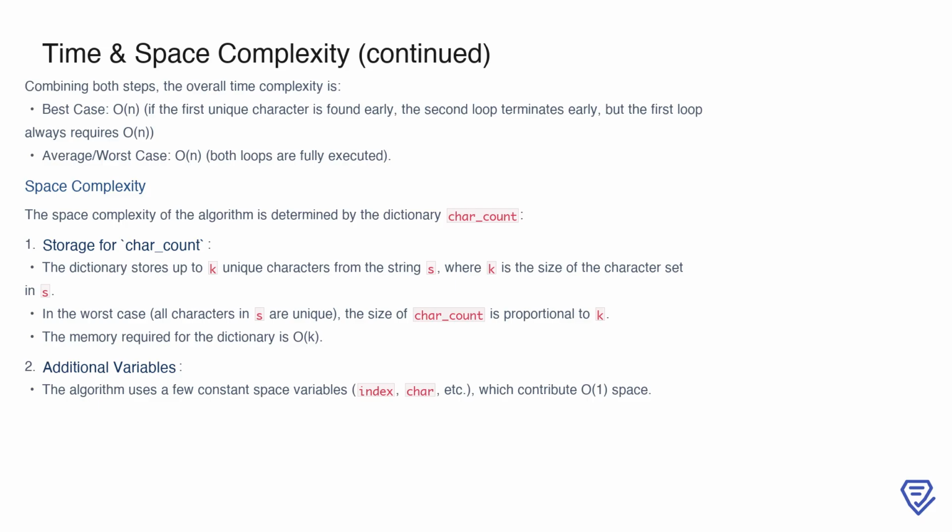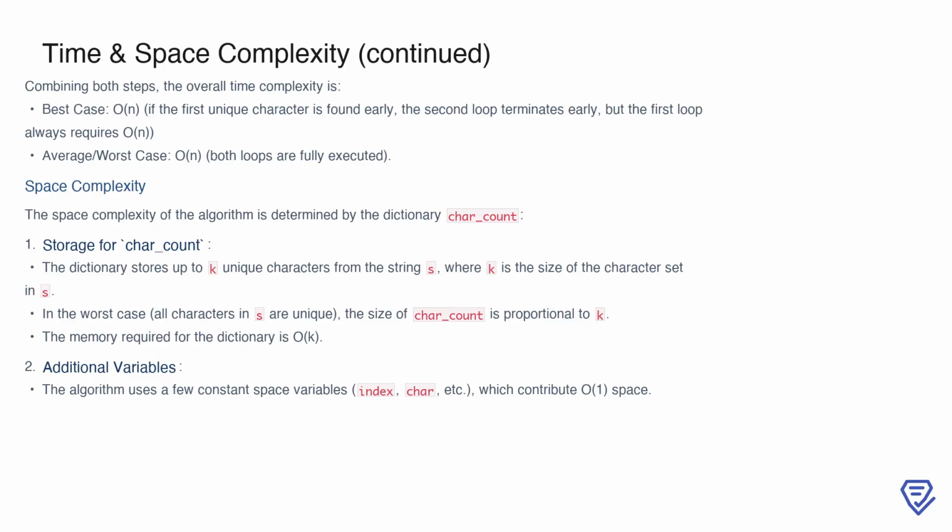In the best case scenario, if the first unique character is found early, the second loop may terminate early, but the first loop will always require O(n). So the best case time complexity is still O(n). For the average and worst cases, both loops need to be fully executed, which results in O(n).